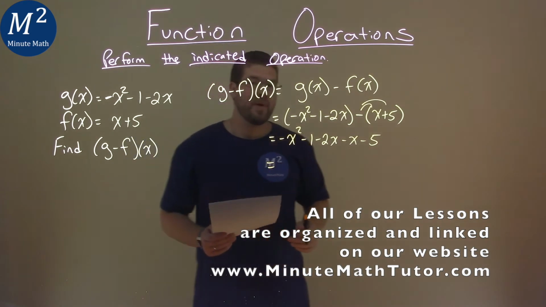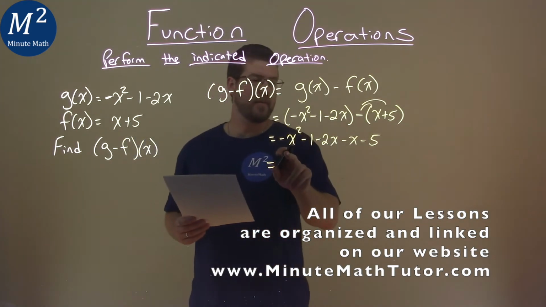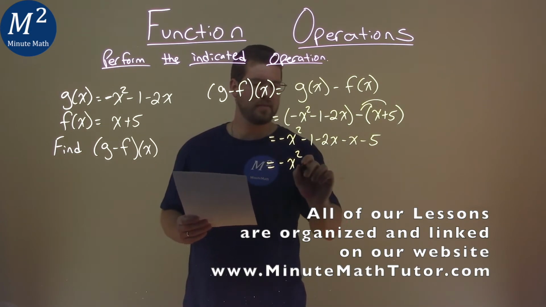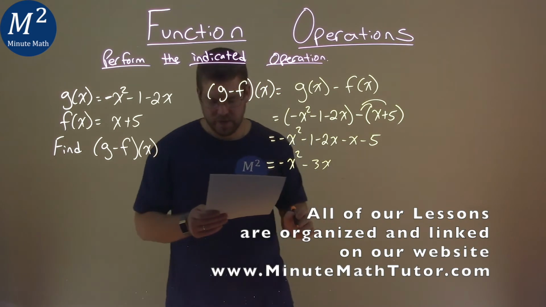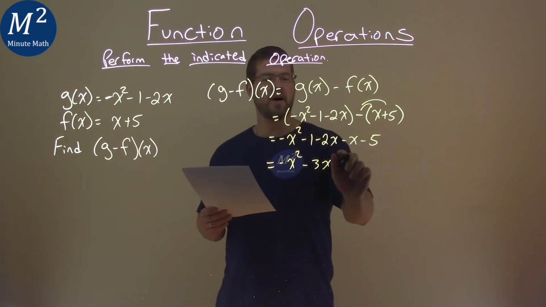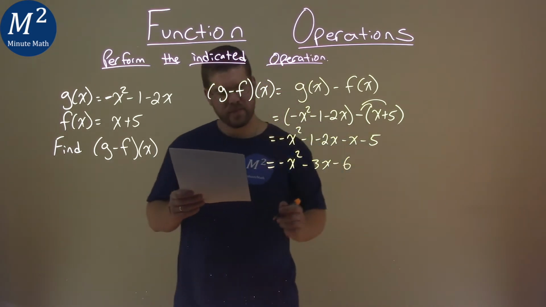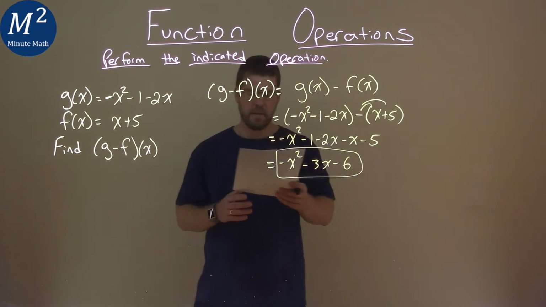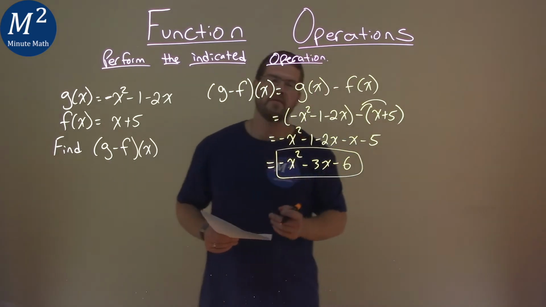So now we want to combine our like terms. Nothing squared, so we have negative x squared. And then I'm going to reorder here, do the x's next. Negative 2x minus x is a minus 3x. Then a negative 1 minus a 5 is a negative 6. And so our final answer here is actually just negative x squared minus 3x minus 6.